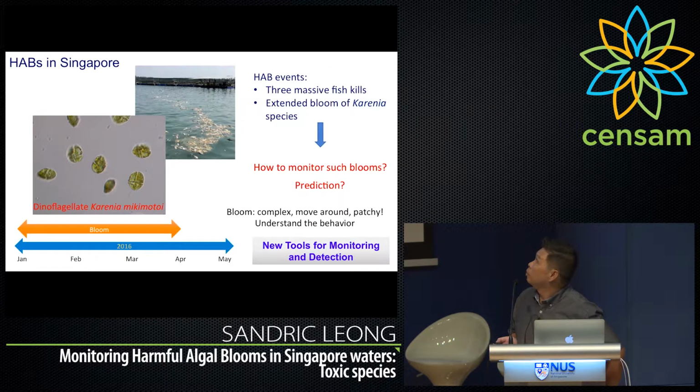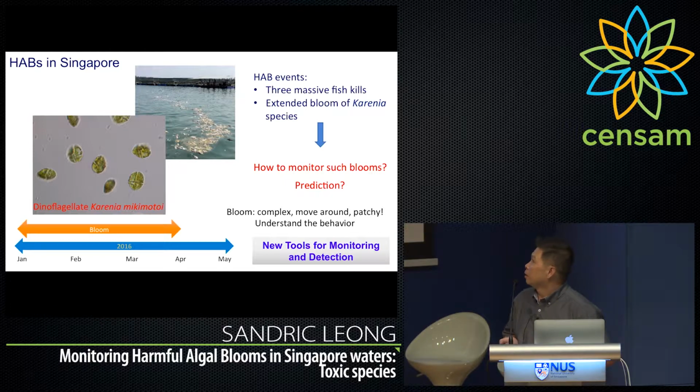As we have experienced many types of blooms in our areas, so far we have had 3 fish kills and a very big extended bloom, but it was confined to a very small area. Based on this, how are we going to monitor algal blooms in our waters, and are they predictable? Blooms are very complex, they move around and form in patches.